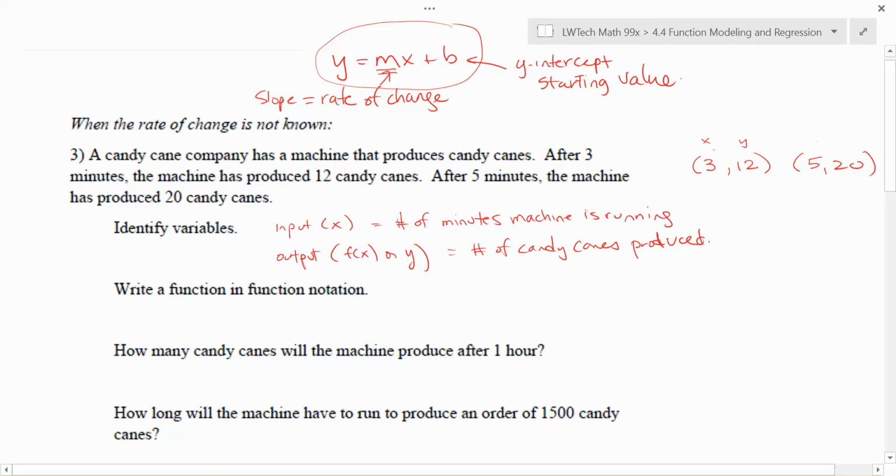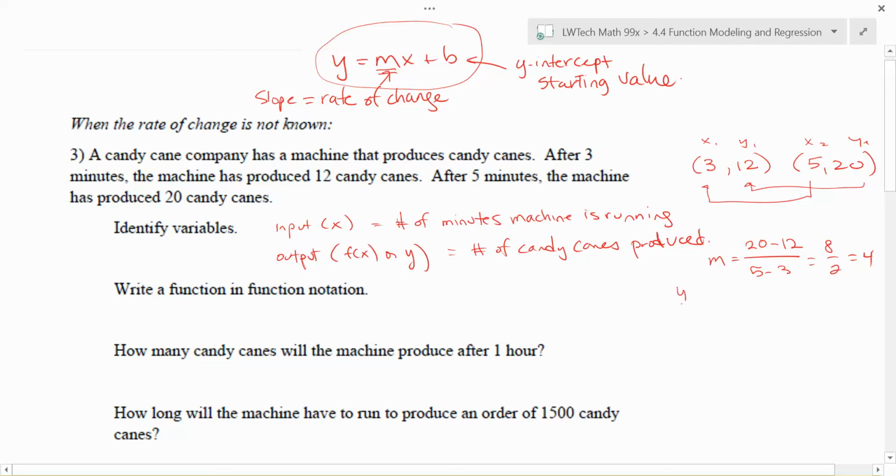Now, if you have 2 points, x1, y1, x2, y2, we can actually calculate the slope, and that will be important for us to be able to write our function in function notation, because for the formula, we need both the slope and the y-intercept. So let's calculate the slope found between these 2 points. y2 minus y1, so 20 minus 12, over x2 minus x1, which is 5 minus 3. That gives us 8 over 2, or 4, and from a practical perspective, this slope means that my machine is making 4 candy canes per minute.